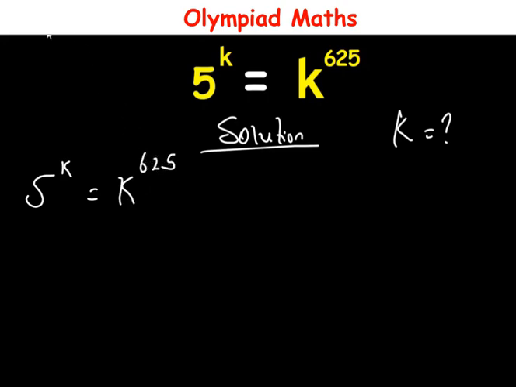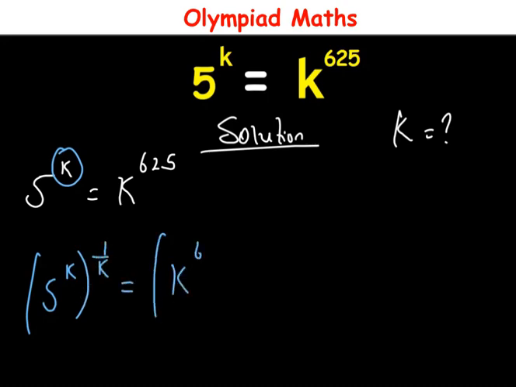So right here, the first thing we're going to do is to eliminate this power k from here. And to do so, we're going to multiply both sides of the equation with power 1 over k. So this then becomes, in brackets, 5 raised to power k, then multiplied by 1 over k is equal to, in brackets, k raised to power 625, then multiplied by 1 over k.